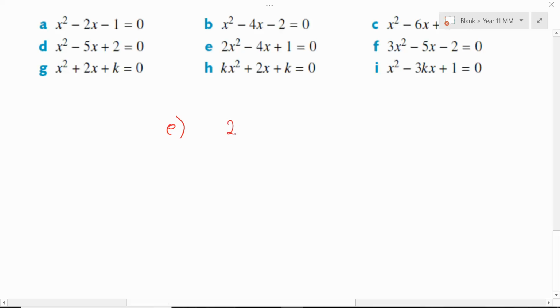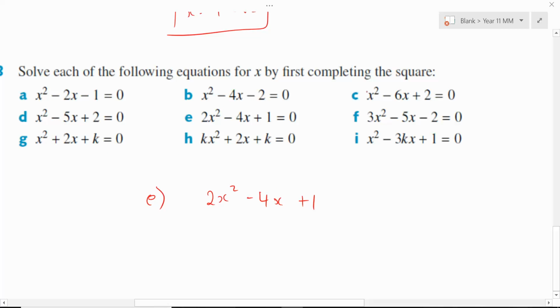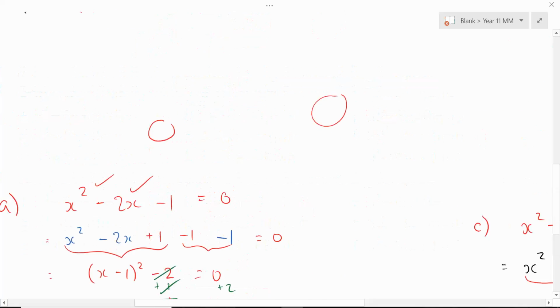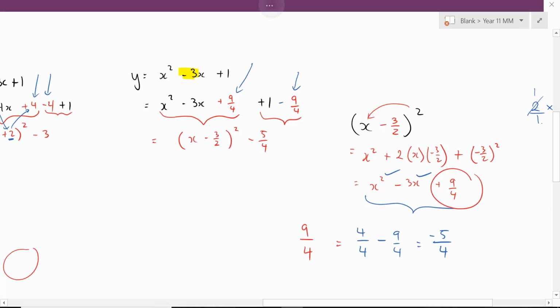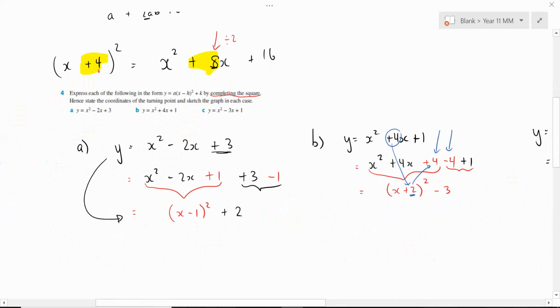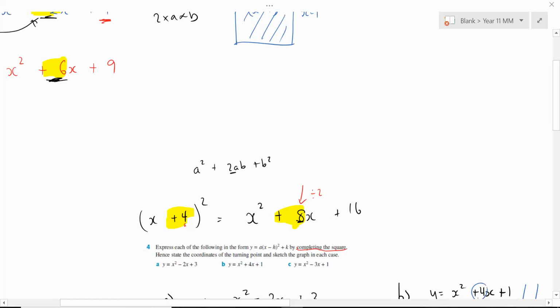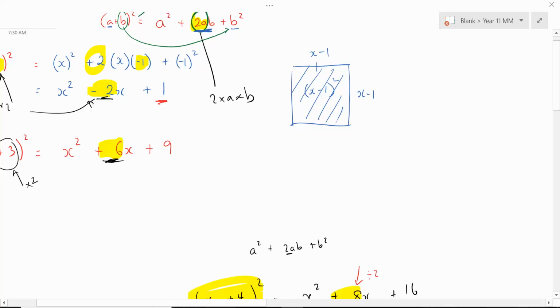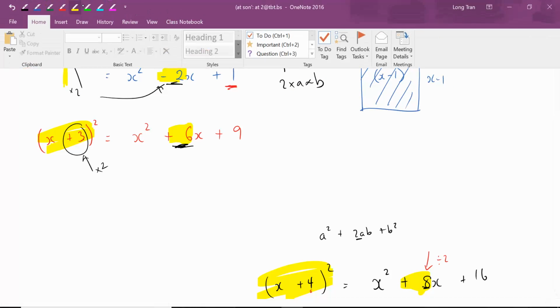E, you've got 2x squared minus 4x plus 1, right? Now, unlike the ones I've done so far, they all have a coefficient of 1 for the x squared. Okay, it makes it easier to do. So you can see that everything I did, I'm going to highlight what I mean. See this? See this and this. What do you notice for every one of them?